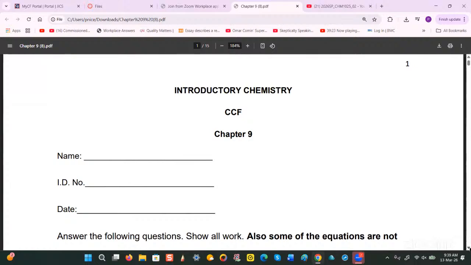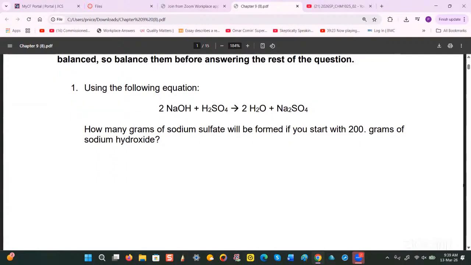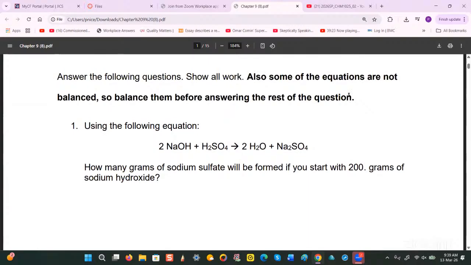So let's start off with the first question. It says using the following equation, and it gives you the, but by the way, before I even go into that, please note that some of the equations in this problem will not be balanced, right?